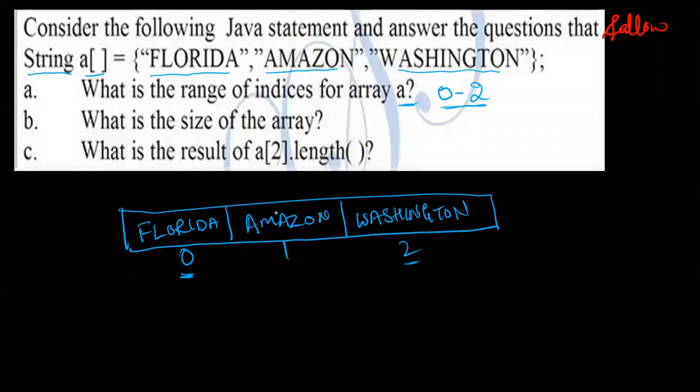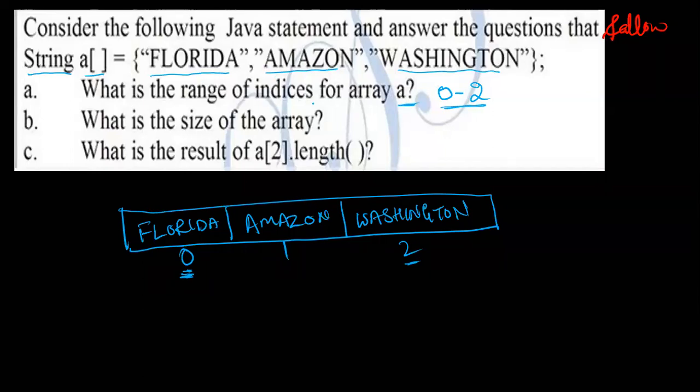So here three elements are there in the array. The array index always starts from 0, so 0 is the lowest, and the highest is 2. So 0 to 2. This is the range.